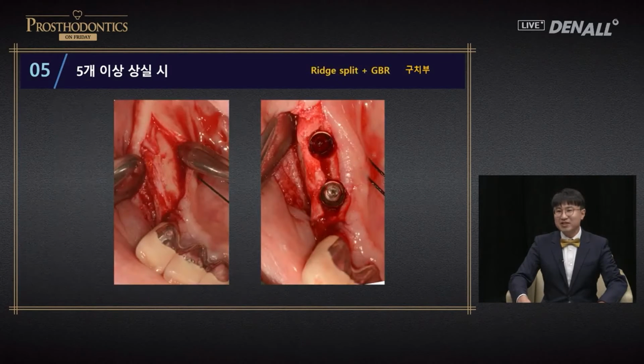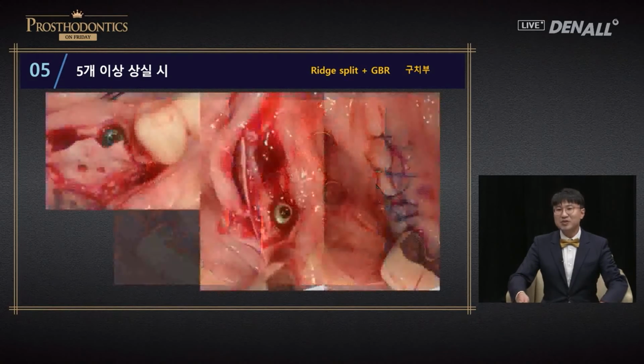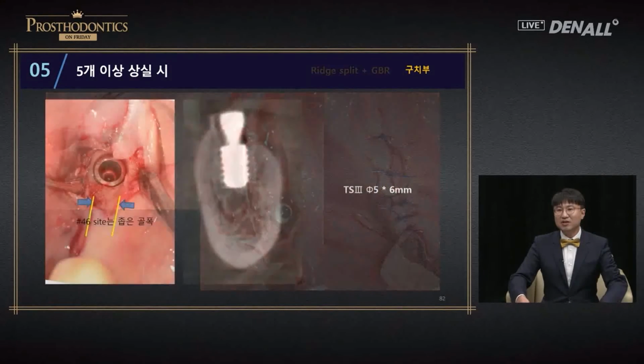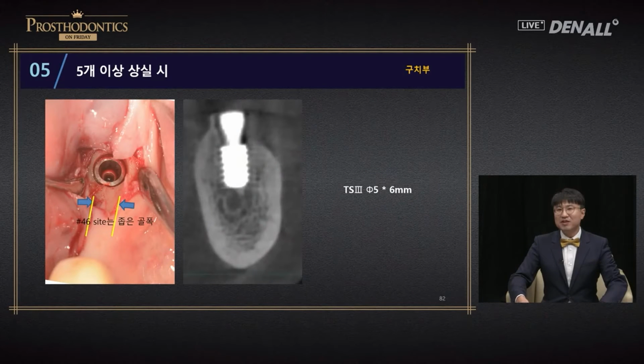I did ridge splitting to increase vertical and horizontal bone amount and did bone graft, and in the back, I placed a 6mm implant, and you can see that it's quite close to the inferior alveolar nerve.